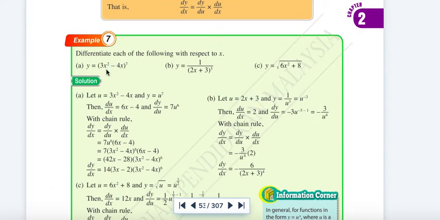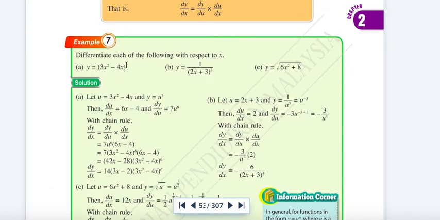Okay, now let's see this one: (3x squared minus 4x) power 7. If I ask you to expand it, it's very difficult for you to expand the power 7. Therefore, this one we use composite function, so it uses the chain rule. Inside is u, and the whole thing, y, is u power 7. So the method is the same as what I did just now, using the chain rule, dy/du times du/dx.